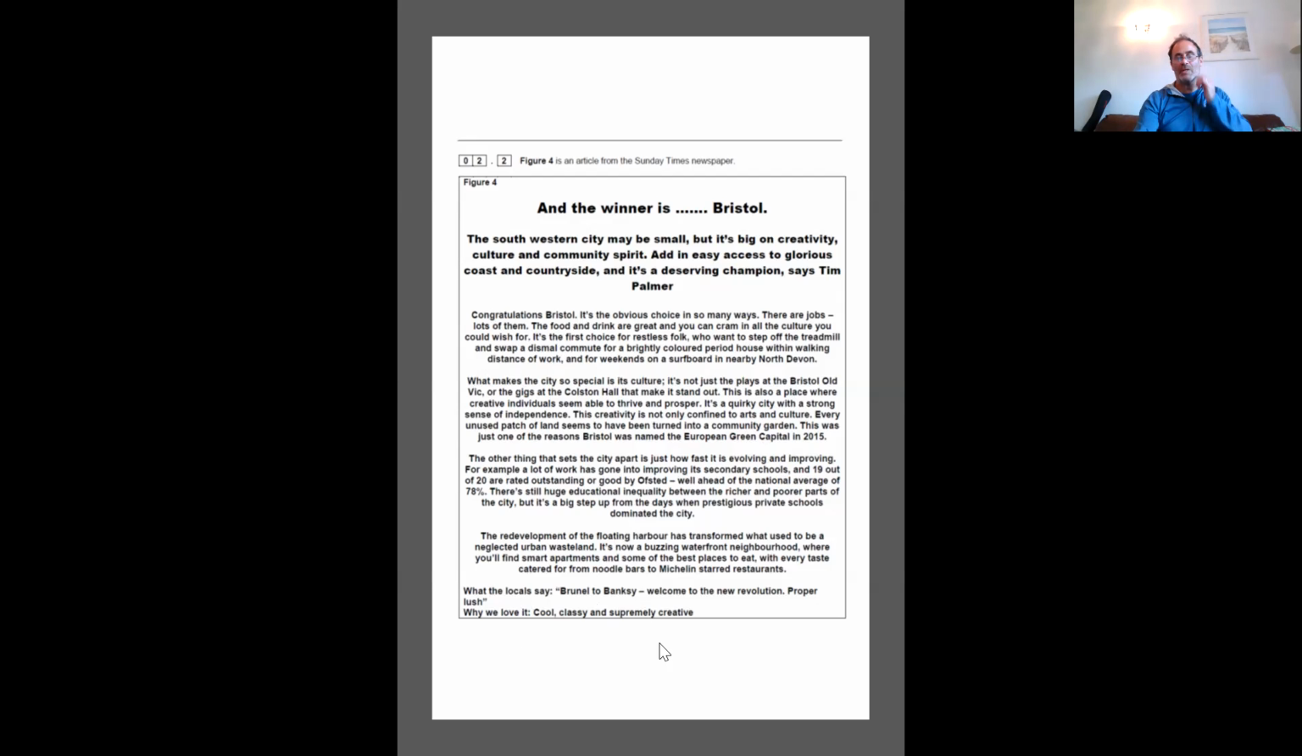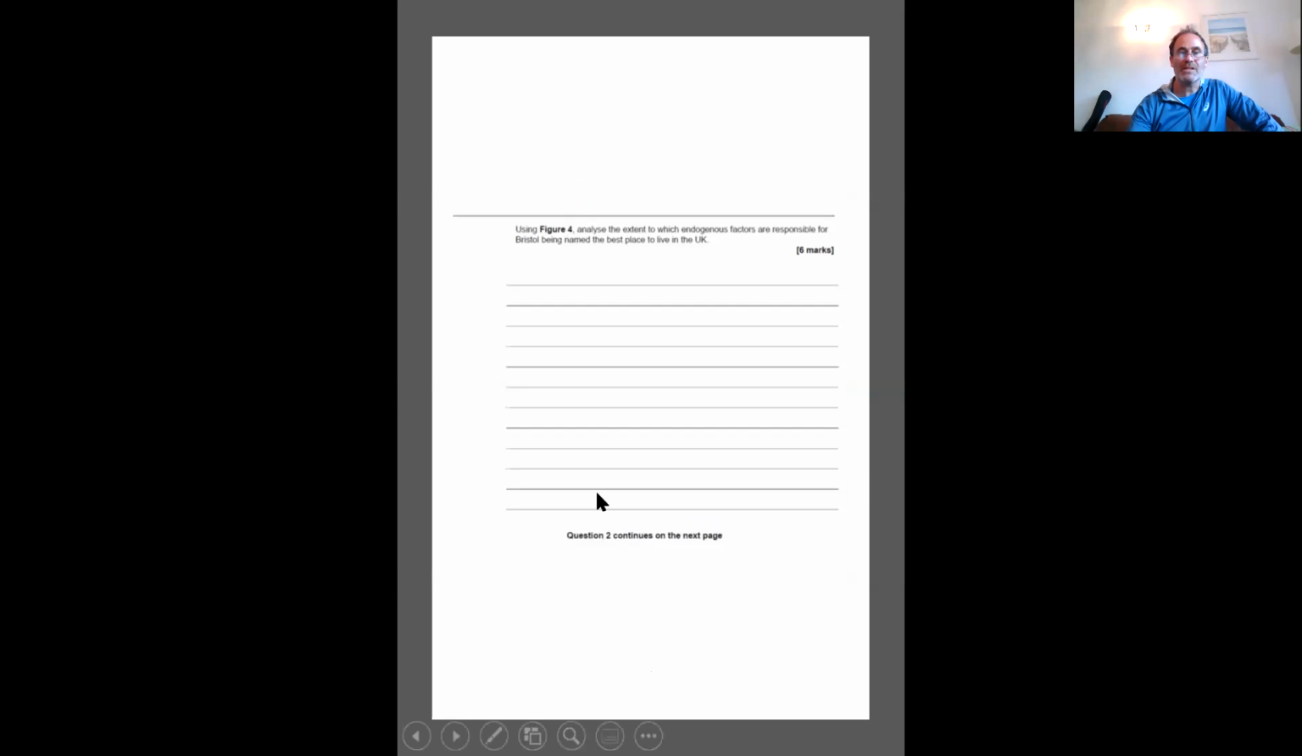And this is someone's viewpoint, as well as maybe being an article. You can see it's from the Sunday Times. Bristol's a key city within the UK. So you would need to read through that properly. Now, if you look at the question here, just move the slide on. A little bit small here for me, but hopefully you're seeing a better version than I am. It says, analyse the extent to which endogenous factors are responsible for Bristol being named the best place to live in the UK.